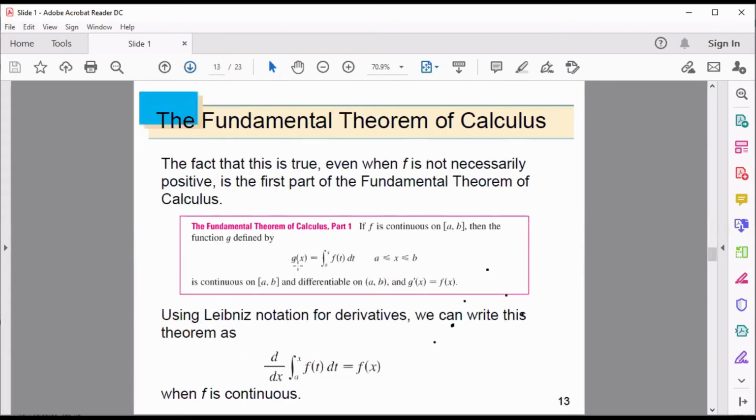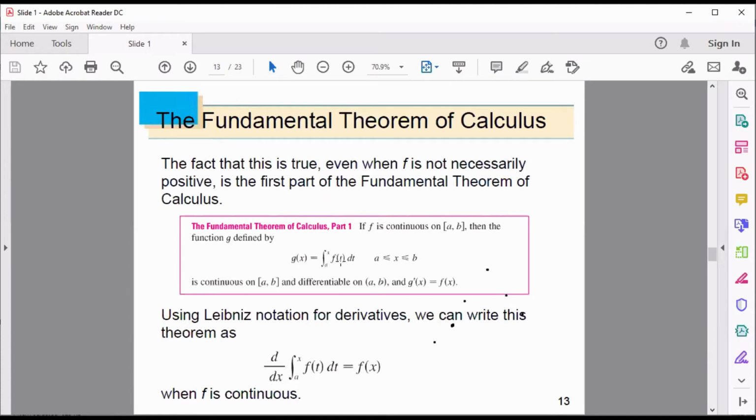Here, what is the relation between G and F? The question, an important question, is what is the relation when G of x is equal to the integral between a and x of f of t dt? What is the relation between G and F? The answer is the following. G prime of x, when we evaluate the derivative of the left side, it's equal to f of x. Be careful, this is an important formula.